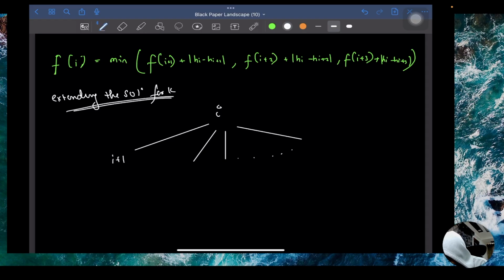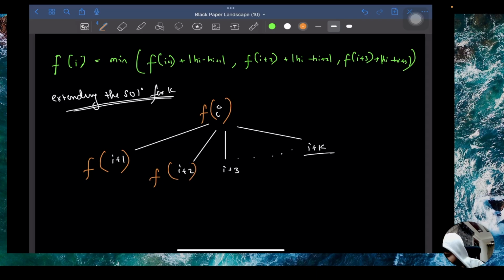I can go to the I plus 1th stone, I plus 2th stone, I plus 3th stone, so on and so forth, I plus kth stone. So if I want to get f of I, that is the minimum cost to reach from I to n, and if somebody can give me the minimum cost to reach from I plus 1 to n, from I plus 2 to n, from I plus 3 to n, so on and so forth, from I plus k to n, then what will I say? I will just get the minimum out of them, because I know my cost to reach these stones is this.